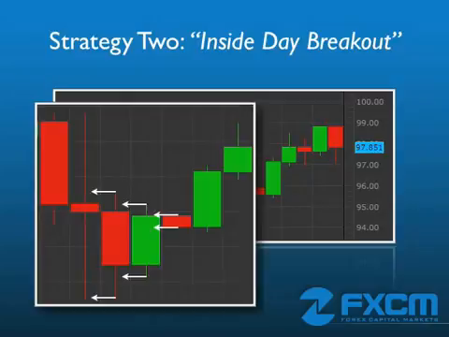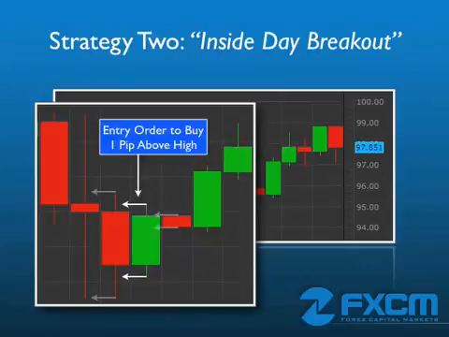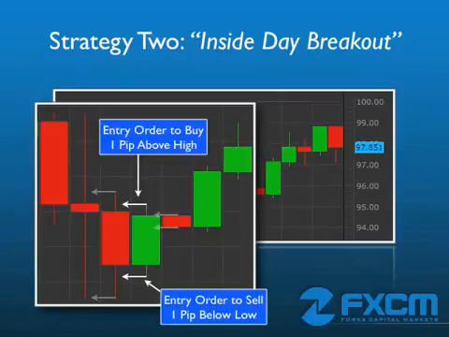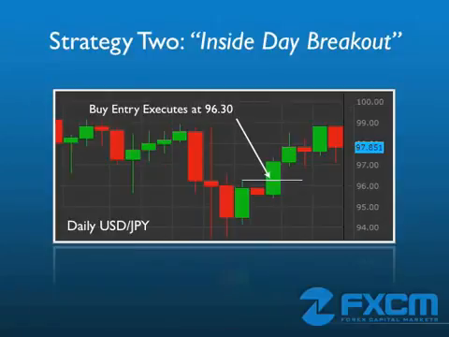At this point, I placed an entry order to buy here, 1 pip above this high, and an entry order to sell here, 1 pip below this low. I wasn't sure which direction the pair would break, up or down, so I prepared for either scenario. And good thing I did. The dollar-yen did break out, my buy entry order triggered at 96.30, and I ended up closing out around 98.0 for about a 170 pip gain.